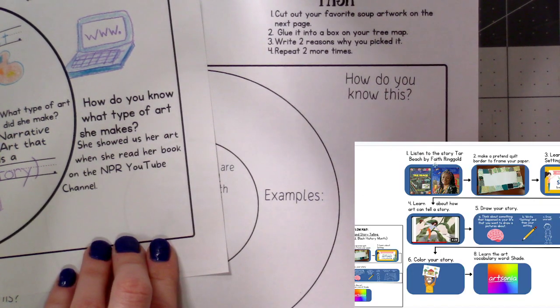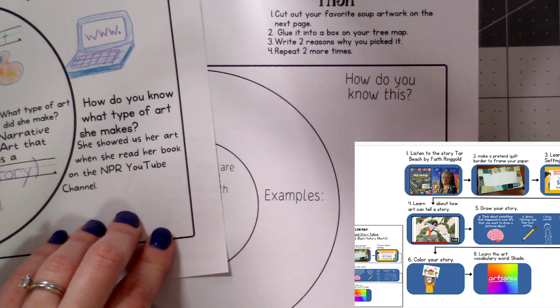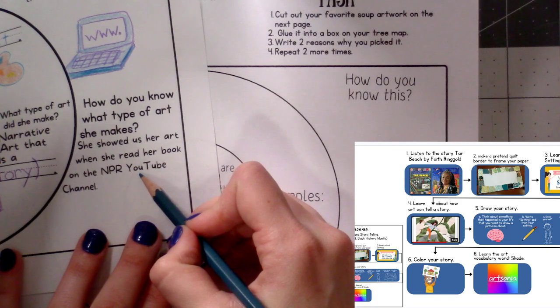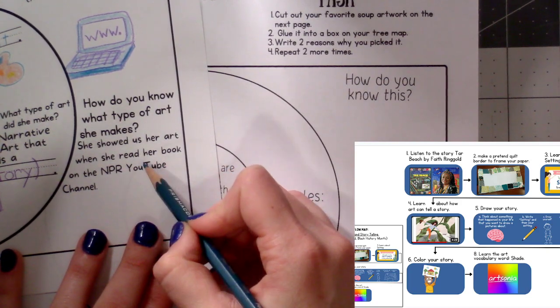Do you guys see step 1 right here? It says, listen to the story Tar Beach by Faith Ringgold. Do you guys remember how we did that? We listened to a video of her reading her book. Okay, well, that was on the NPR YouTube channel, a YouTube channel called NPR. So they put that video up for us.